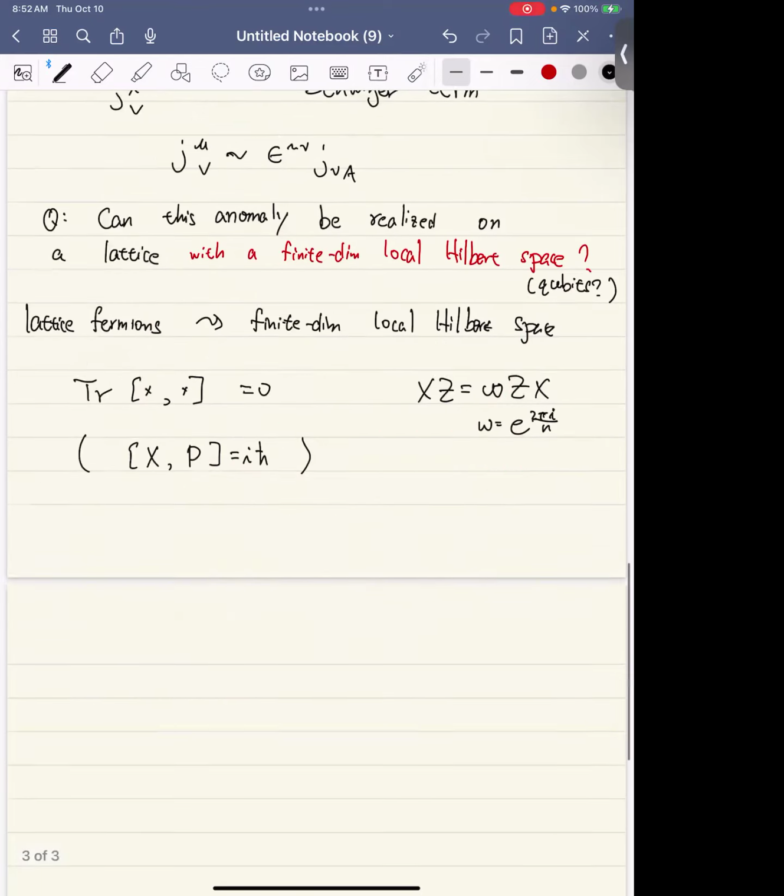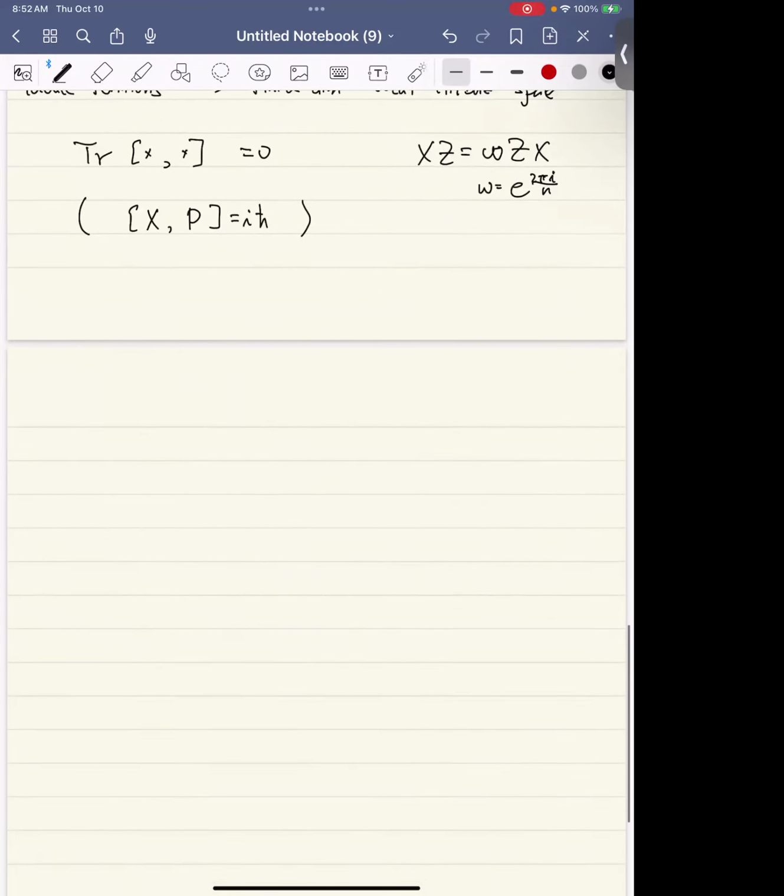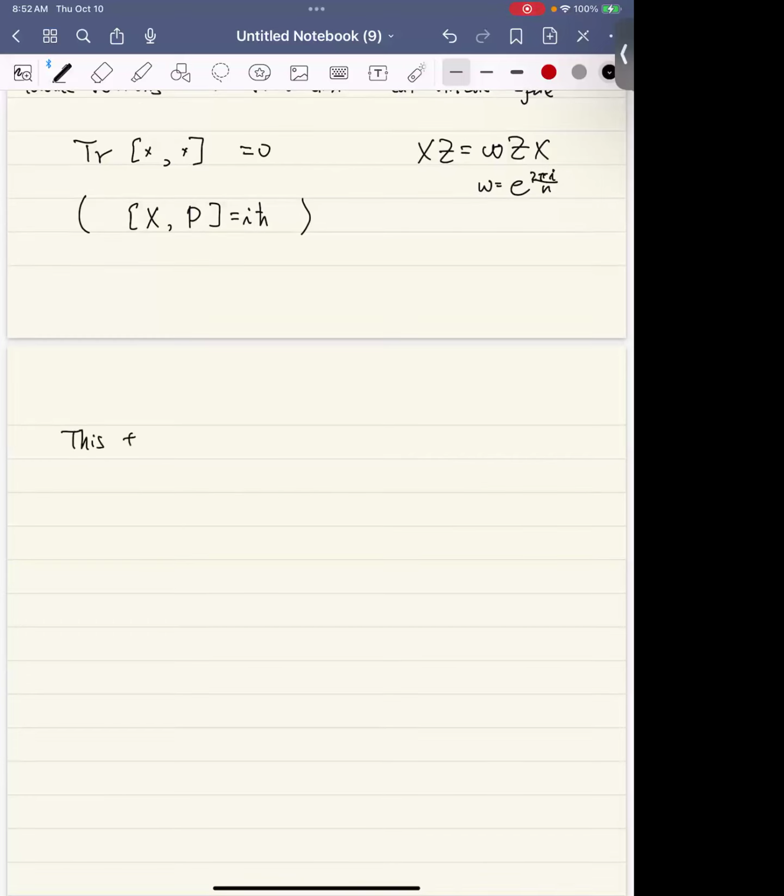All right, so that's my 20 minutes introduction. So in this talk, the goal is to show that we can realize both Q_V and Q_A. So Q_V and Q_A are the integer-valued conserved charges for the vector and axial symmetry in a Hamiltonian lattice model.